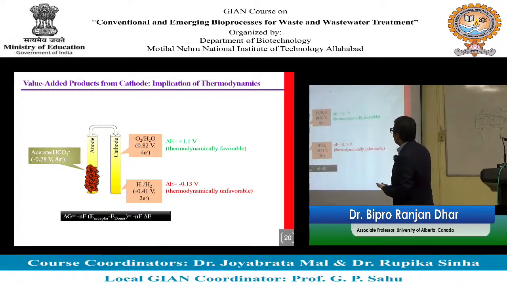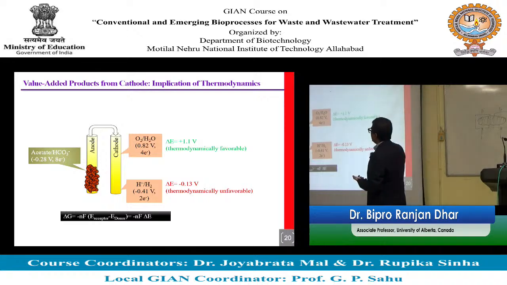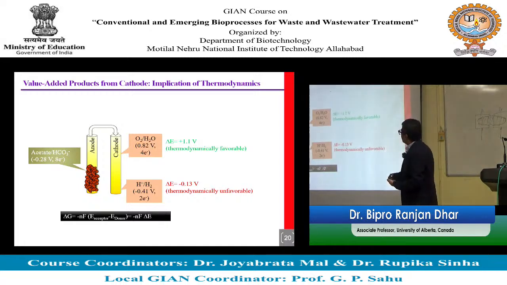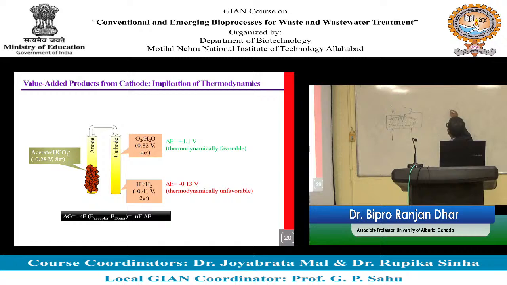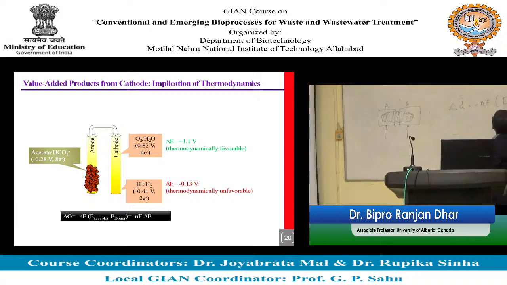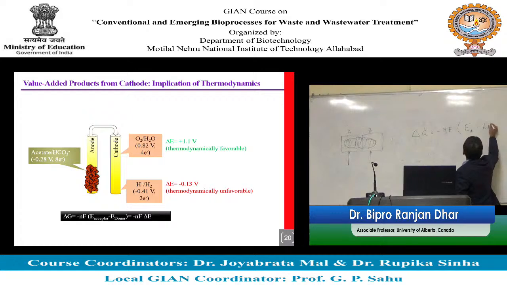Okay, so now delta G we can calculate from the number of electrons transferred, and Faraday's constant, F, and we can have the redox potential for the acceptor and the redox potential for the donor. But even without calculation, what do you see? So electron acceptor minus donor. So if I simply write, delta G equals minus nF times E acceptor minus E donor.